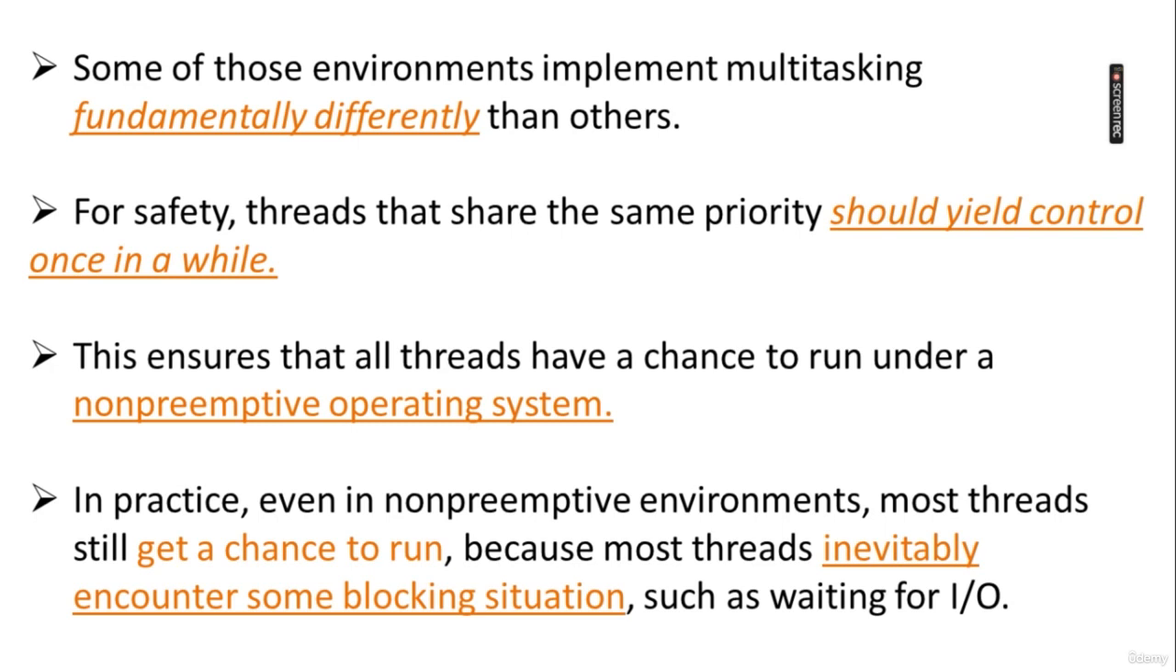That means, if one thread has acquired the CPU, it should relinquish control after some time to the other equal priority thread. This ensures that all threads have a chance to run under a non-preemptive operating system, like the Windows operating system. In practice, even in a non-preemptive environment, most threads still get a chance to run because most threads inevitably encounter some blocking situations such as waiting for input output.